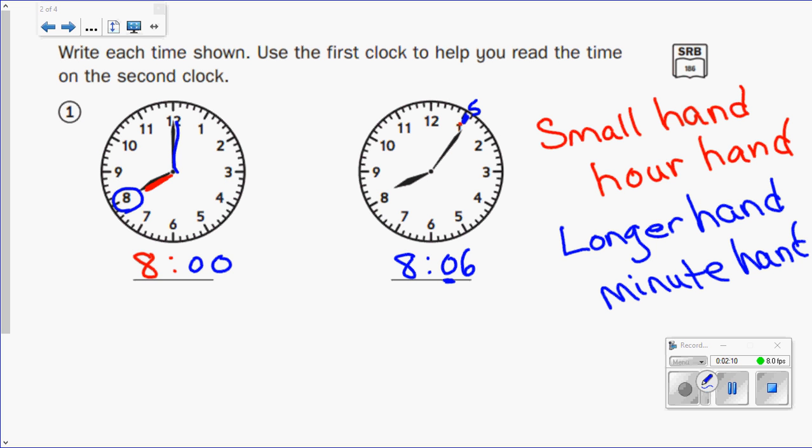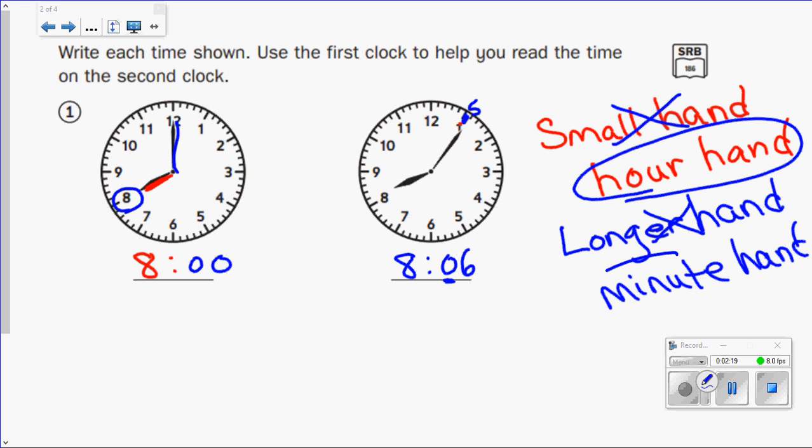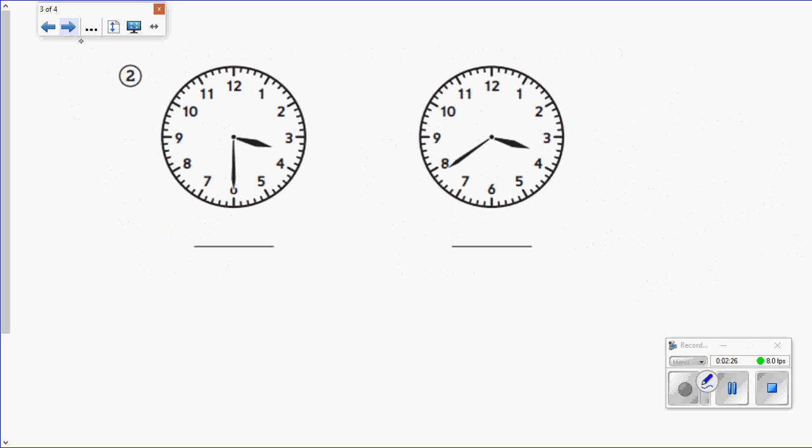Make sure that you put that 0 before the 6 so we can tell that it means minutes. Okay, remember, we don't call it the small hand, we call it the hour hand, and we don't call it the longer hand. We call it the minute hand, and we want to start using our math terms. All right, let's look at the second one.